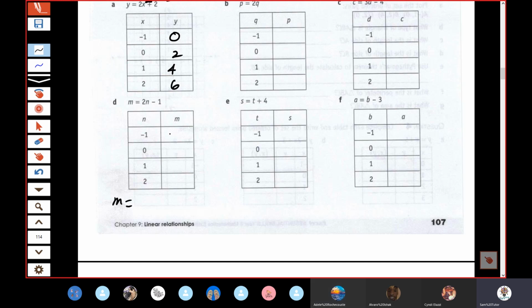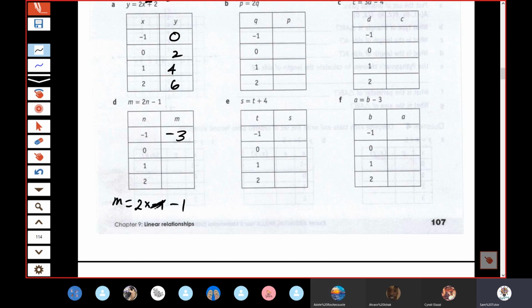So what are you putting into your calculator, Adele? -1 times 2. Yeah, you should do it more in the same order. It doesn't matter, but you should do it in the same order. So 2 times -1, and then -1. Yeah. Like that, exactly like that. That's -3. That's the answer.